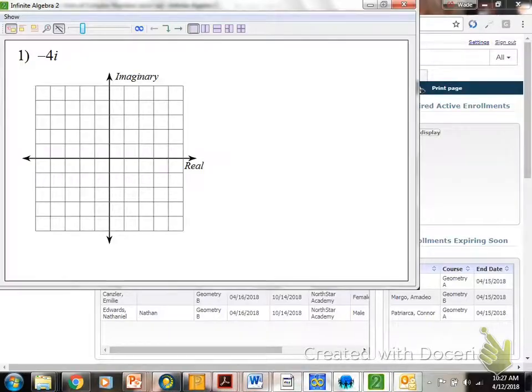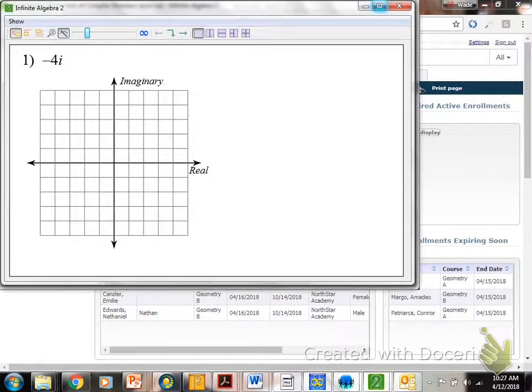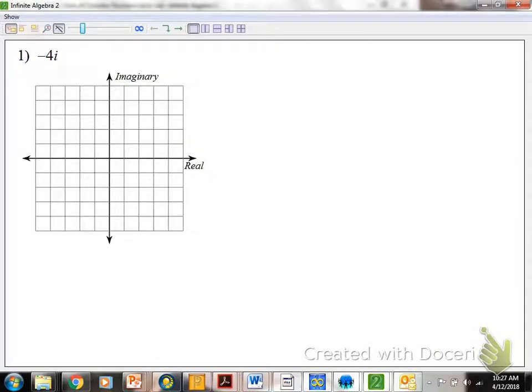Okay, here we go. Now, what we're going to do here is write this complex number in polar form. Let me see if I can maximize that for us. Maximize. No? There we go.